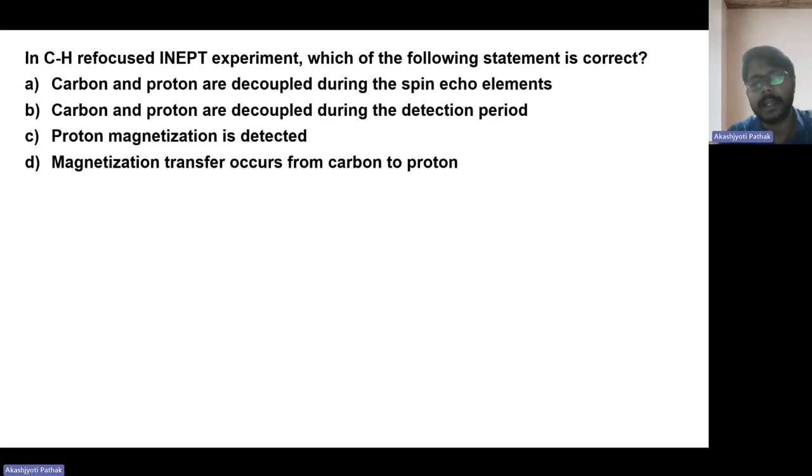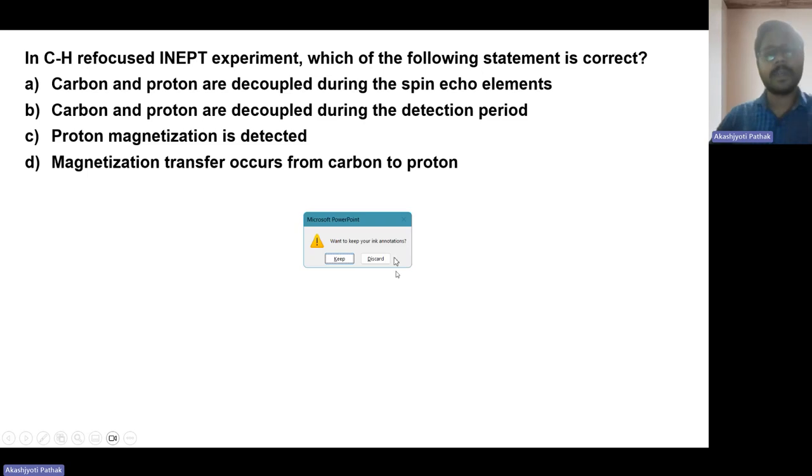Based on this concept, another question goes like this: in the CH refocused INEPT experiment, which of the following statements is correct? The options are: first, carbon and proton are decoupled during the spin echo elements. Second, carbon and proton are decoupled during the detection period. Third, proton magnetization is detected. And fourth, magnetization transfer occurs from carbon to proton. Just take a couple of minutes and try to see if we can solve this.